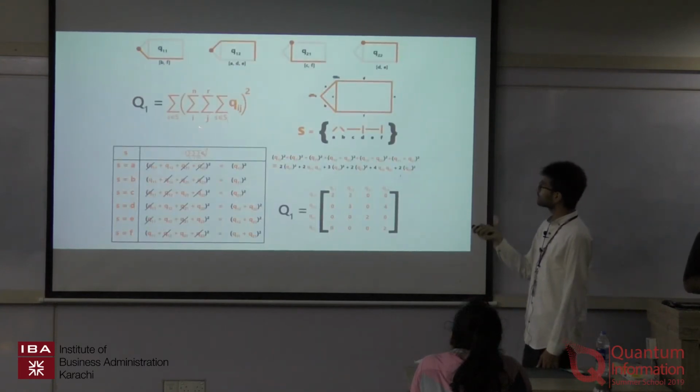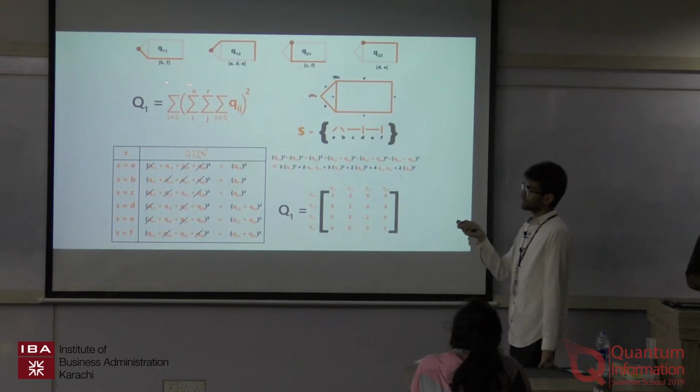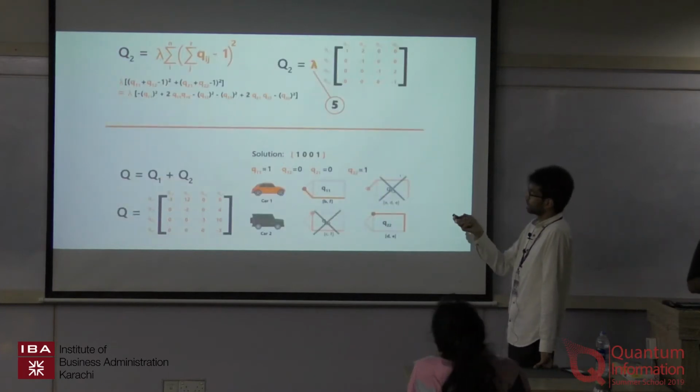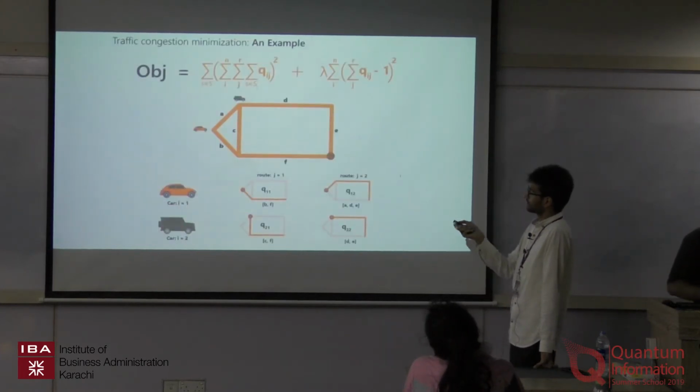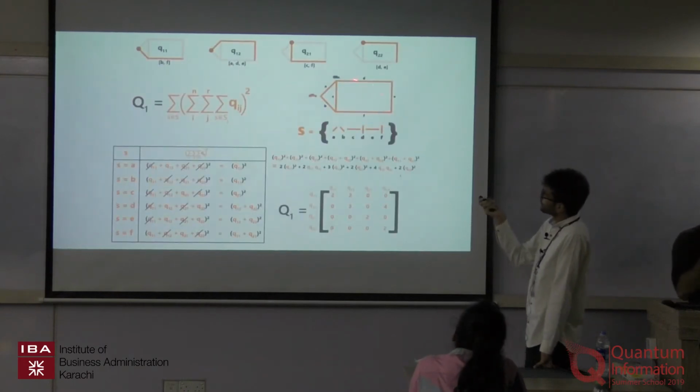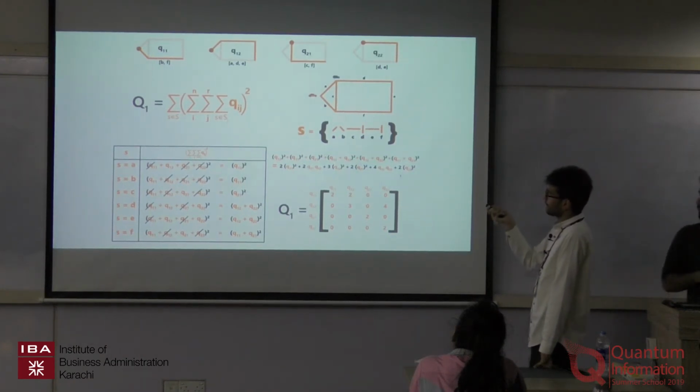Okay, so we first look at the first term of our cost function. Let's just call this term Q1. Over here you can see those four graphs. This is our main graph over here, and we have this set S. S constitutes all of the segments. So there you have A, B, C, D, E, F.